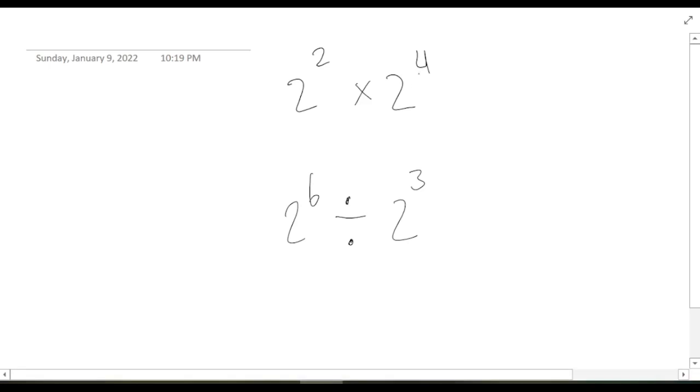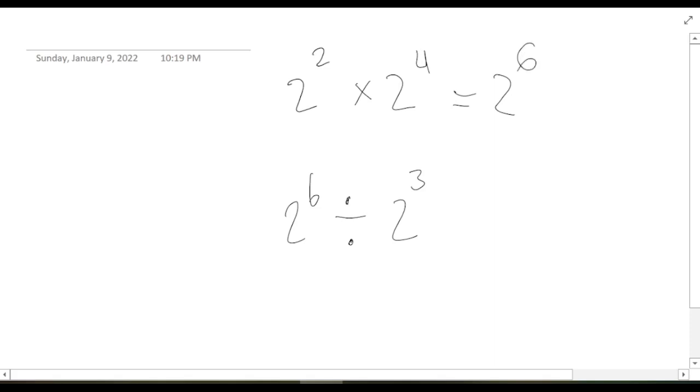So if the bases are the same, so we see we have this large 2 and this large 2 and they're the same. All we have to do is rewrite the base and add the exponents. So 2 plus 4 is 6. So our new exponent will be 6.